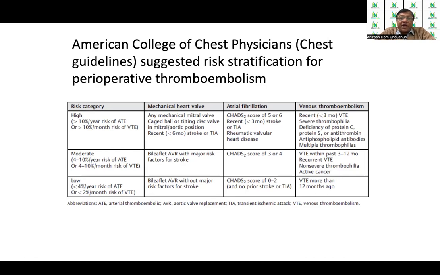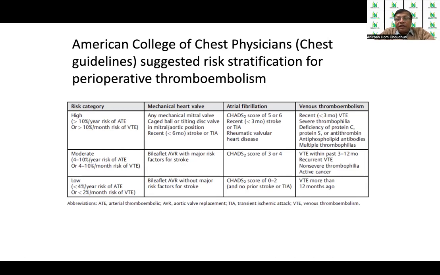Again, in terms of atrial fibrillation, the risk category is high if the CHADS2 score is 4, 5 or 6. We will come to the CHADS score in the subsequent slide. If there is recent stroke or TIA within less than 3 months, which was earlier 6 months, here it becomes less than 3 months, in presence of atrial fibrillation, and rheumatic valvular heart disease.